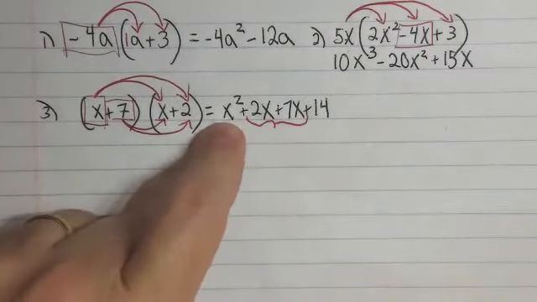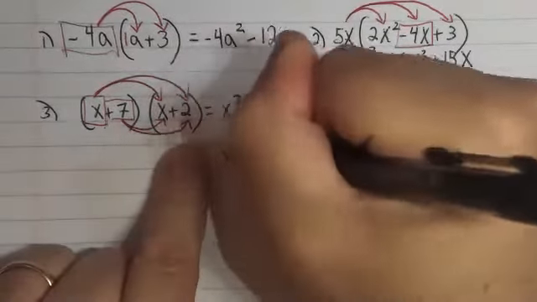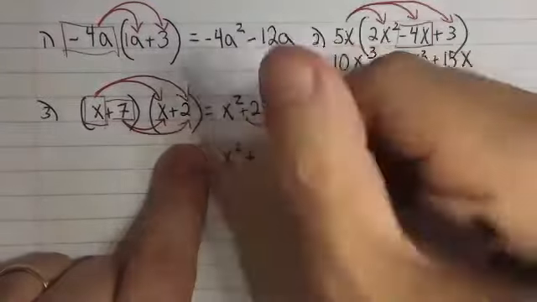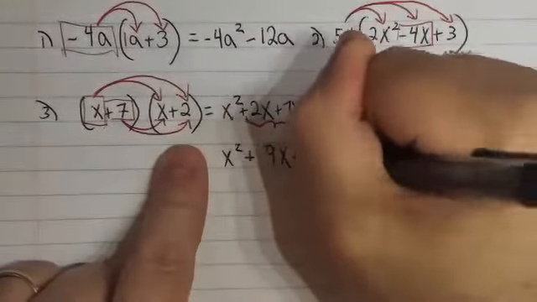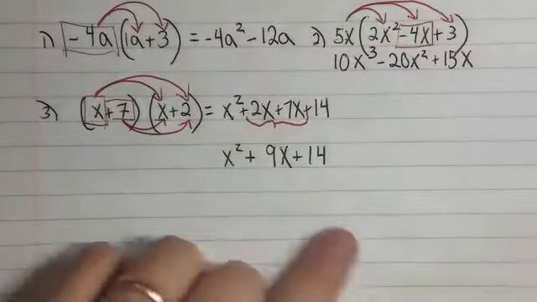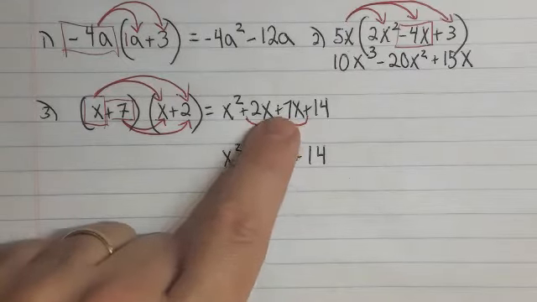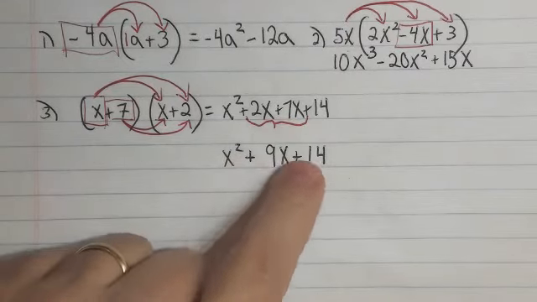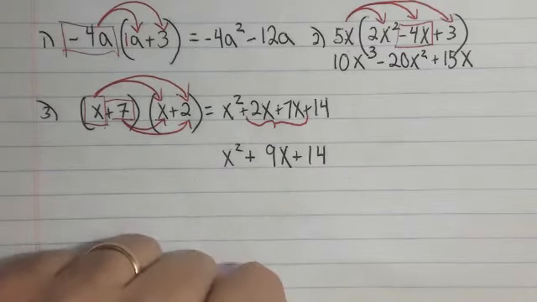The x squared can't combine with anything, that 14 can't combine with anything. So we're going to rewrite this as x squared, 2x plus 7x would give me 9x, plus 14. Okay, so you take your two terms and add them together. They're two like terms in the middle. And once you do that, now we have a trinomial of three unlike terms.